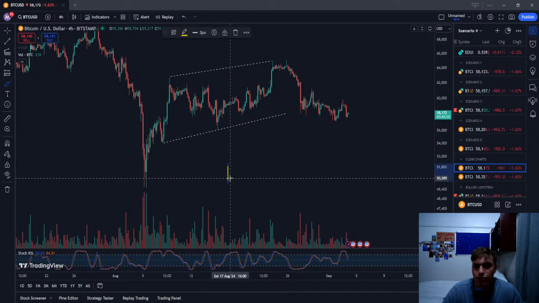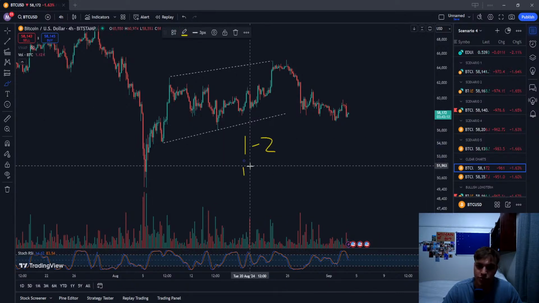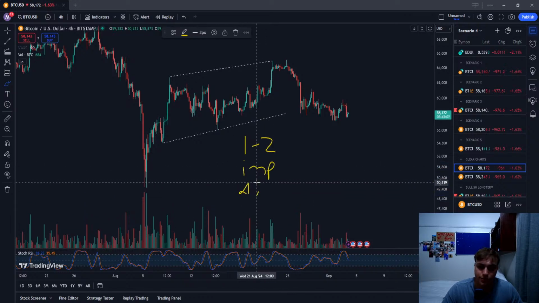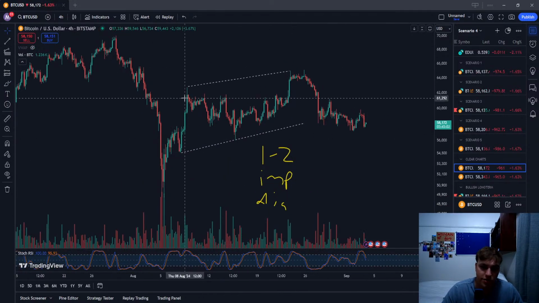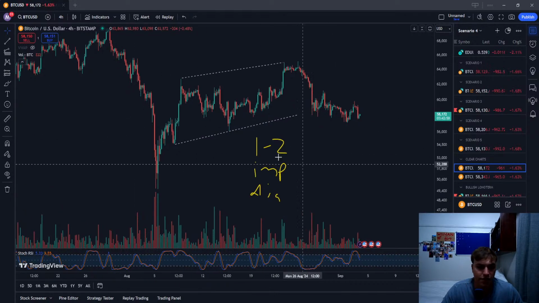So what I do when I'm looking for this is we're either looking for a double 1, 2, an impulse, or a diagonal. So either one of these, double 1, 2. There's no double 1, 2. Impulse, there's no impulse here. Diagonal. This is the only diagonal I see.